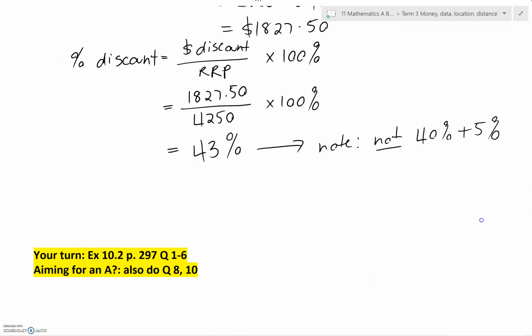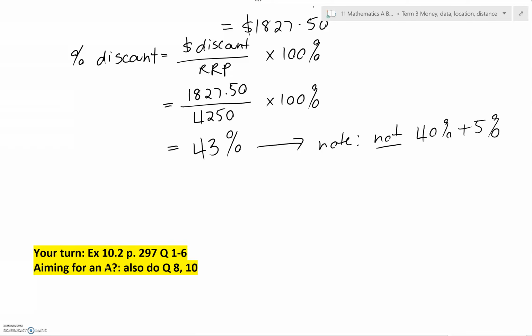And what you are doing then is you're going to do these questions, exercise 10.2, questions 1 to 6. If you want high marks, you have to do more work. And the homework for next lesson is going to be watching the next screencast. And the topic for that one will be profit and loss. See you in class.